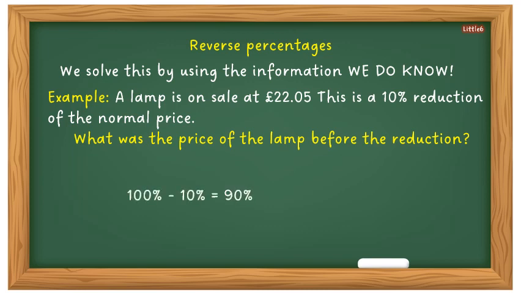Again, we don't know the starting value, but we do know it's got 10% off this time. And so the new value of the lamp is 90% of the total value. So what we do is we take that £22.05, we divide it by 90, all right, and that gives you the value of 1%. You then multiply that by 100, and that gives you £24.50. So the original price of the lamp was £24.50.